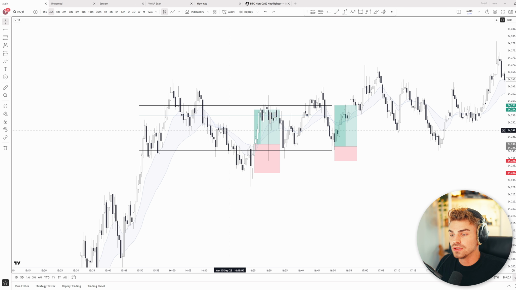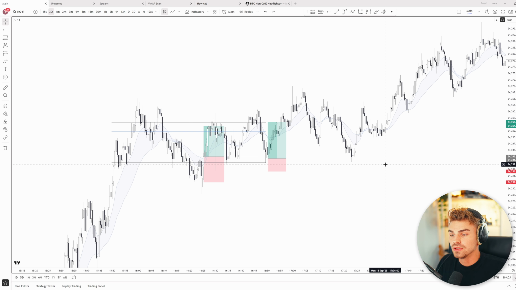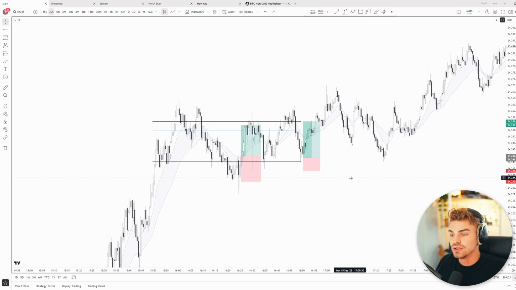basic EMAs and a range. I just realized that my camera's frozen, but that is what it is. I guess you don't have to see me to understand what I'm talking about. So yeah, 2 for 2, 2 range trades. It doesn't have to be complicated. EMAs and a range is sometimes all you need, right? You don't need all of that fancy speculative crap that they're talking about all the time. So those are the trades I took.